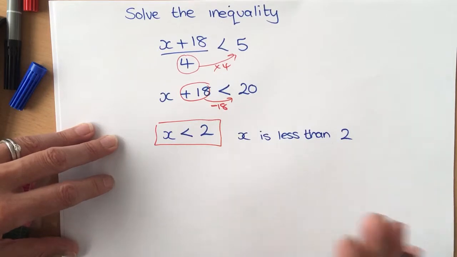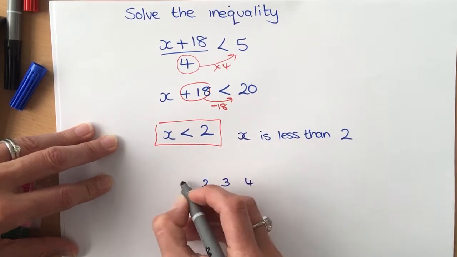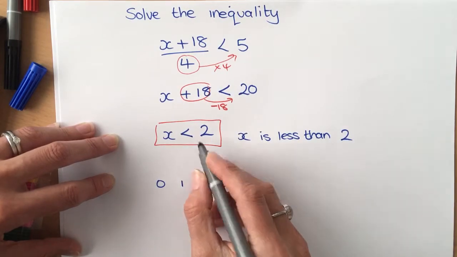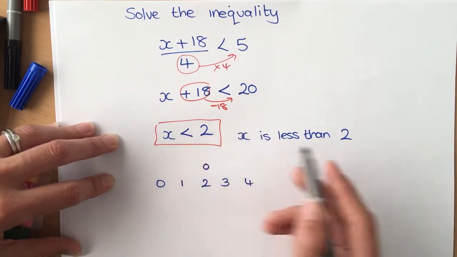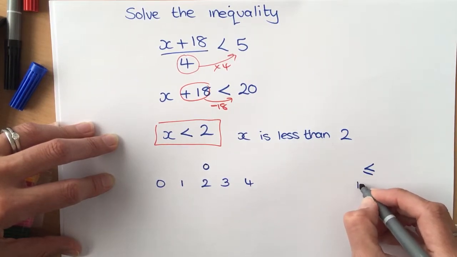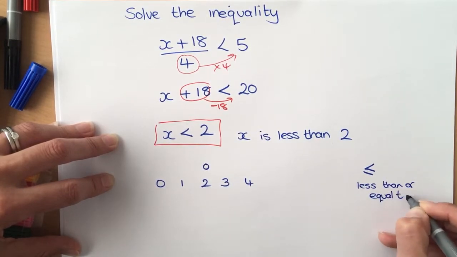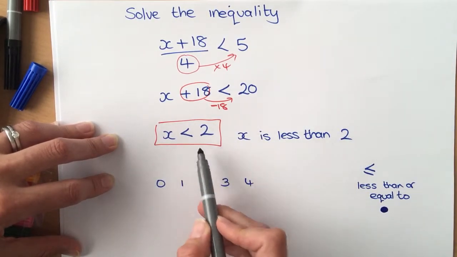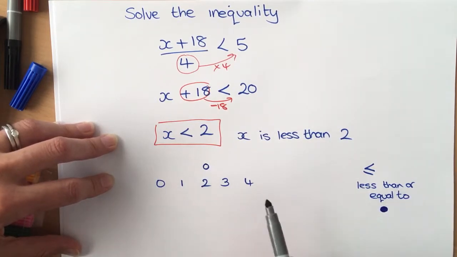And if we wanted to put this on a number line, I'm going to draw a very quick number line. I'm going to have 2 in the center, 3, 4, 1, 0. If we want to draw this on a number line, we would reference the 2, and we would have to put an open circle because it's just less than. If you had this symbol, that would mean less than or equal to, and you would use a filled in circle when we're referencing it.